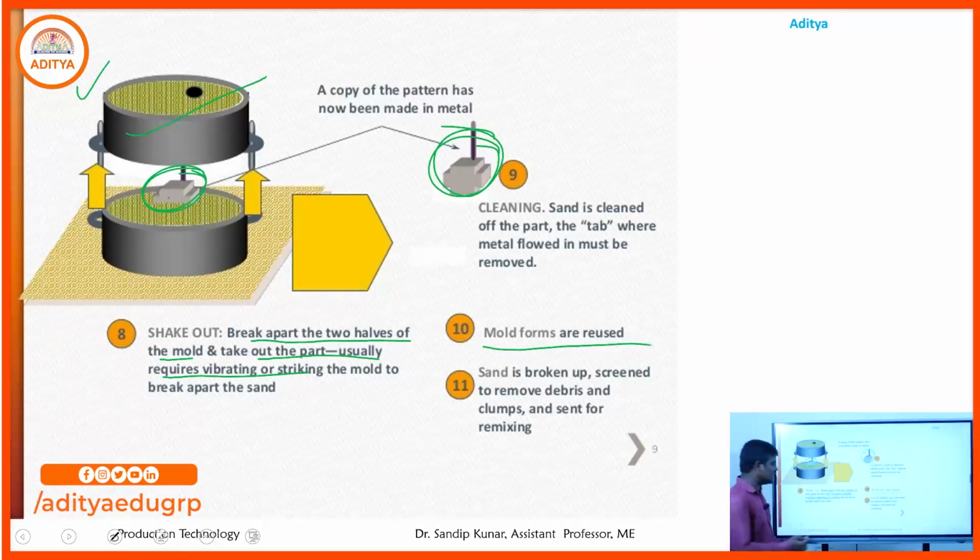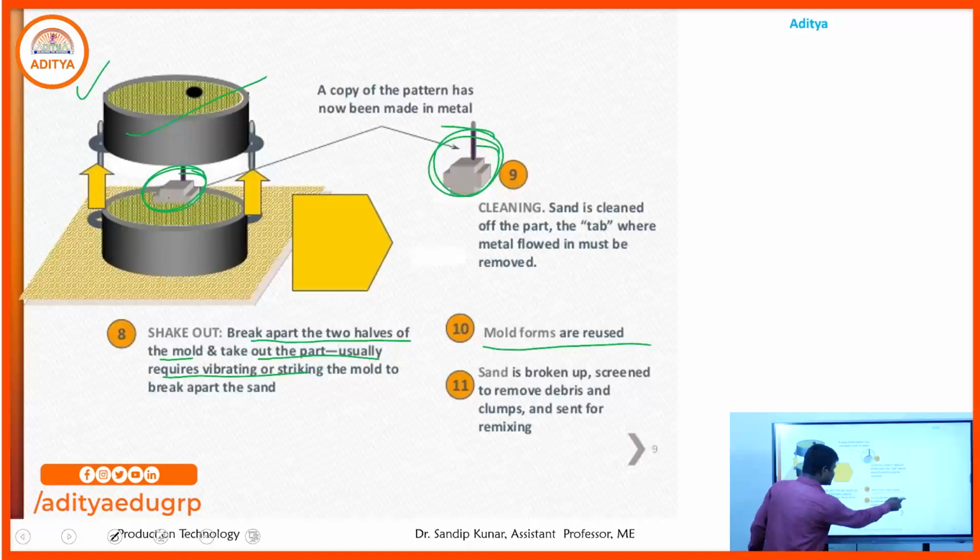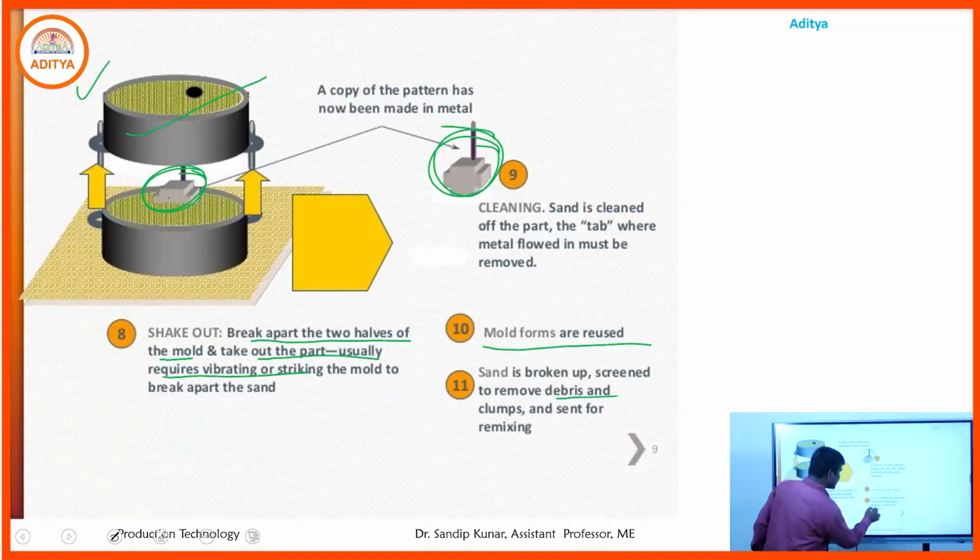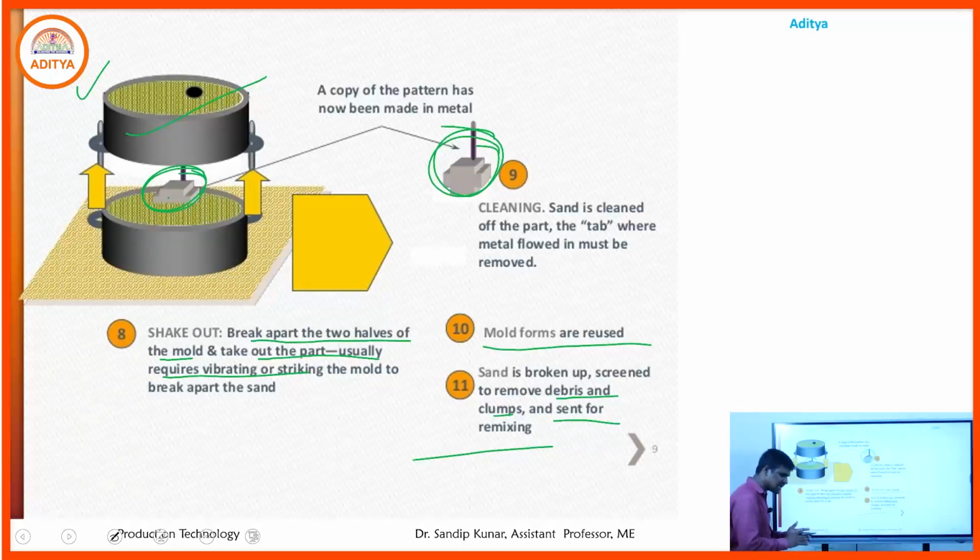Again the process continues, and the sand is broken up and screened to remove debris and clumps and sent for remixing. Some debris will be mixed into that sand, so we remove that debris and reuse that sand.